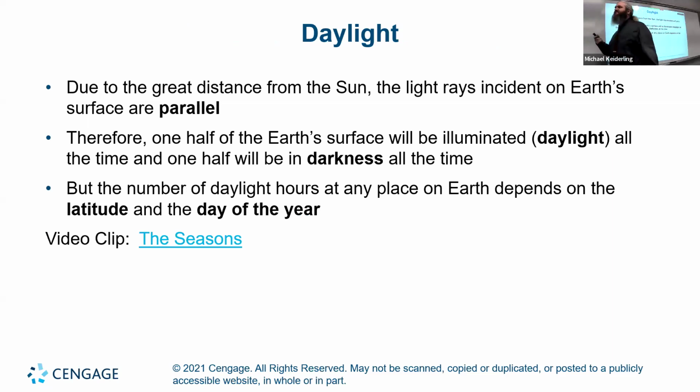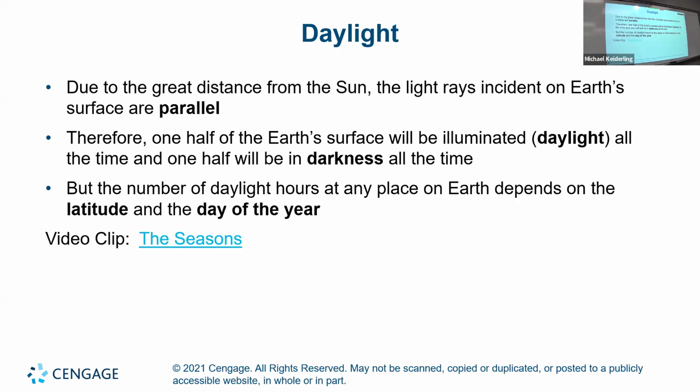Now, because the sun is so far away from the Earth, rays of light from the sun are effectively parallel. It's so far away that for all intents and purposes, while the light is spreading outwards from the sun, all the light coming from the sun is basically parallel. So half of the Earth's surface gets illuminated, is daylight. The other half is dark. That is how night and day happen. Nighttime is just when we are in the shadow of the Earth.